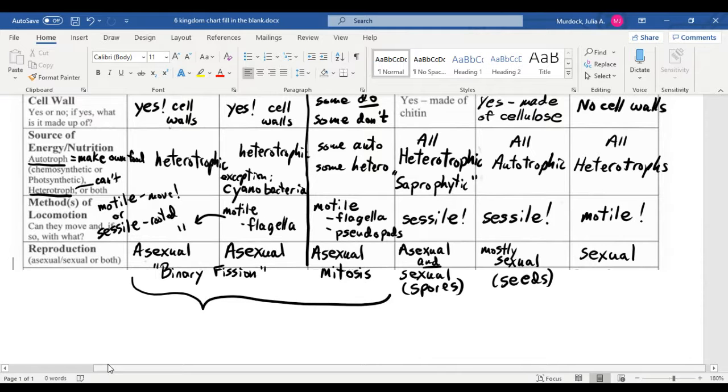All of these are just cell division, right? These things reproduce by cell division. That creates clones, right? What's a clone? An organism that is an exact copy of its parent, right?